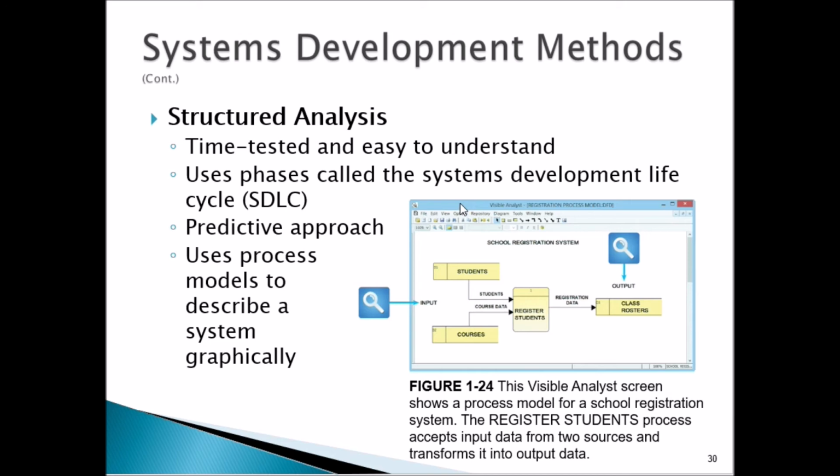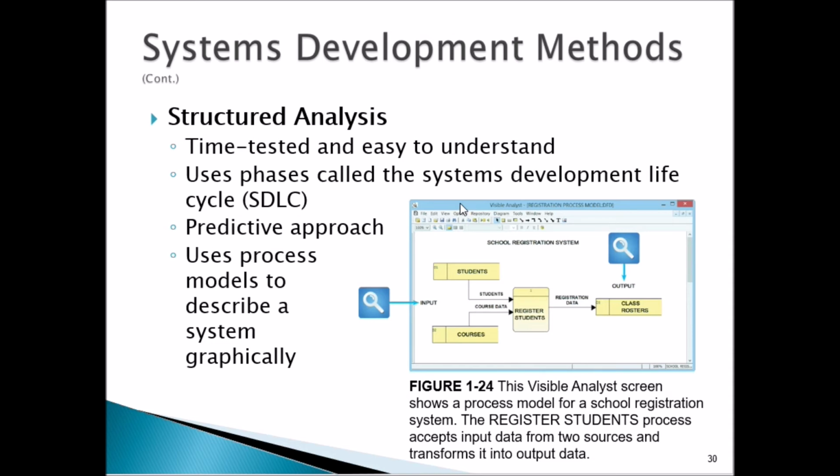Now let's talk about structured analysis. It's time-tested and easy to understand. Earlier we discussed the systems development life cycle. This is where it comes in to play. It uses a predictive approach. In other words, we predict what's going to happen. It uses models to describe a system graphically.